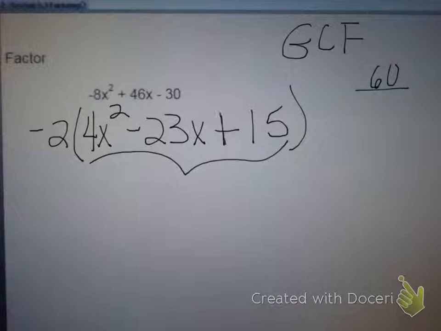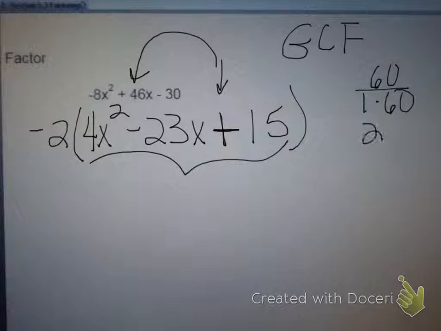Now, look at the last sign. The last sign is positive. So that means they are both going to be whatever the first sign is. They're both going to be negative. So I want to find factors of 60 that add up to get 23.